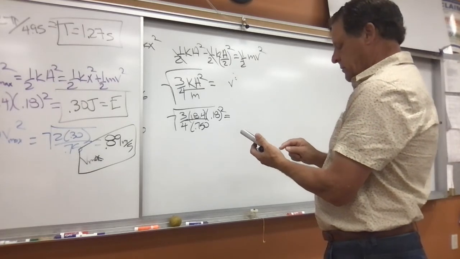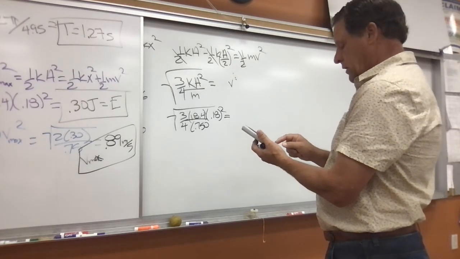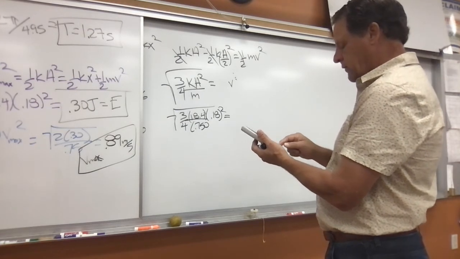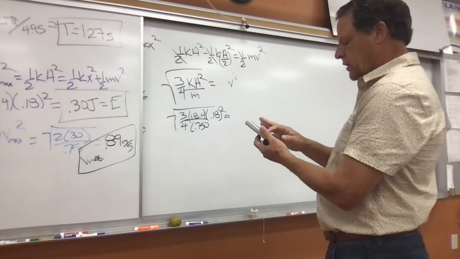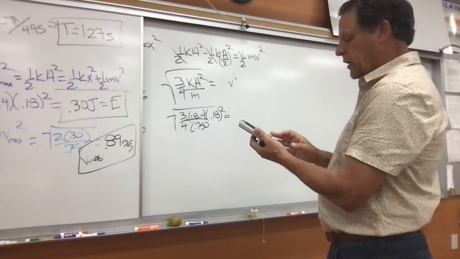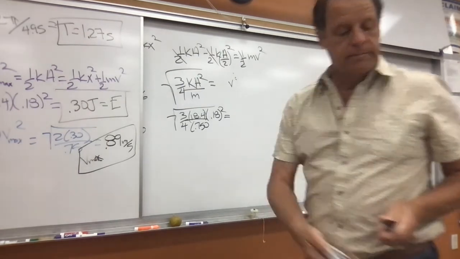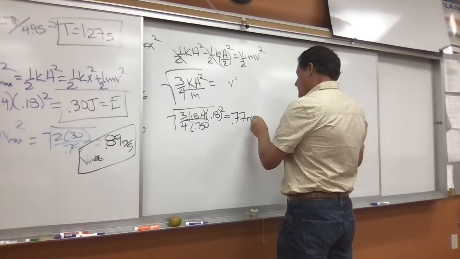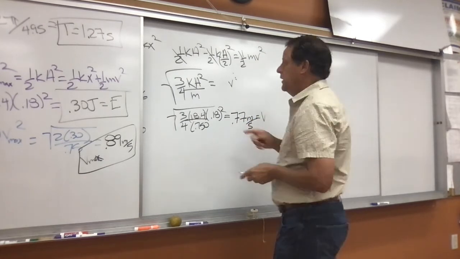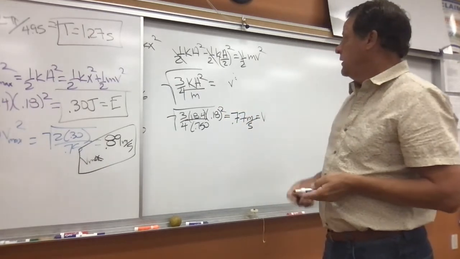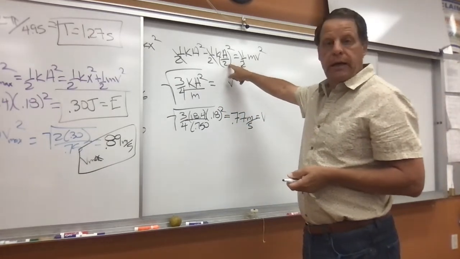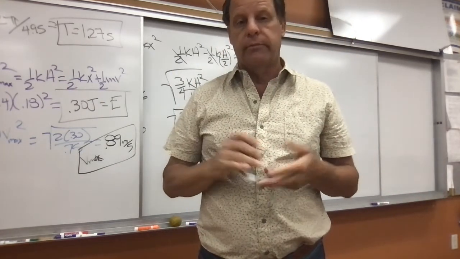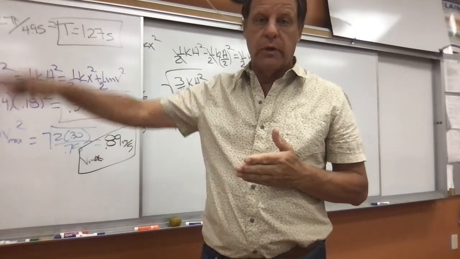So 3 times 18.4 times 0.18 squared divided by 4 divided by 0.750. And we're going to take the square root of that, and we're going to get 0.77. So 0.77 meters per second is going to be our velocity when it is at half the amplitude. And again, half the amplitude is going to hit 4 different times, if that makes sense. Just same reason, because it's going through that cycle.